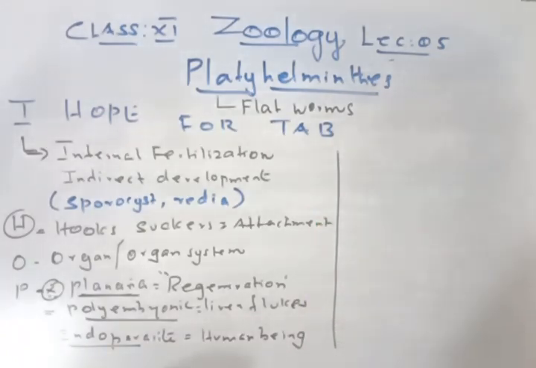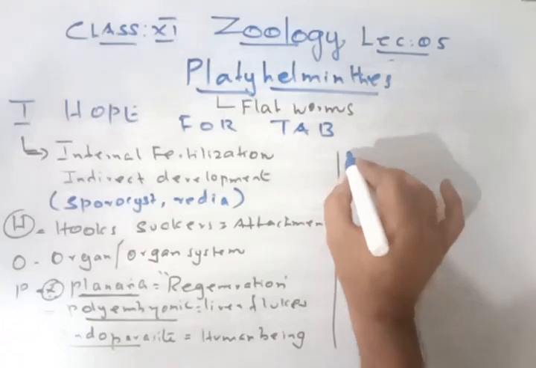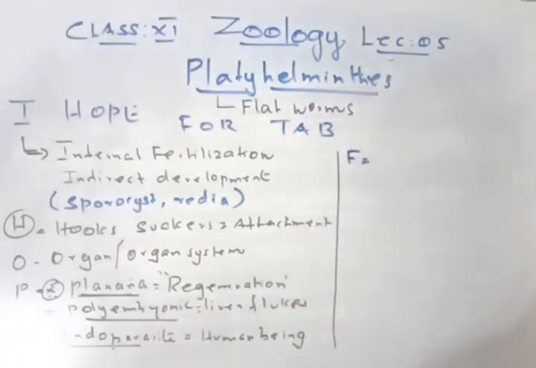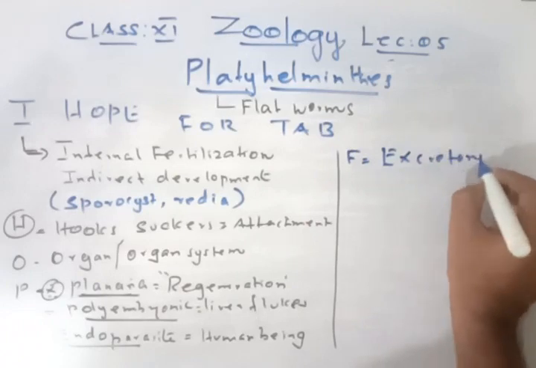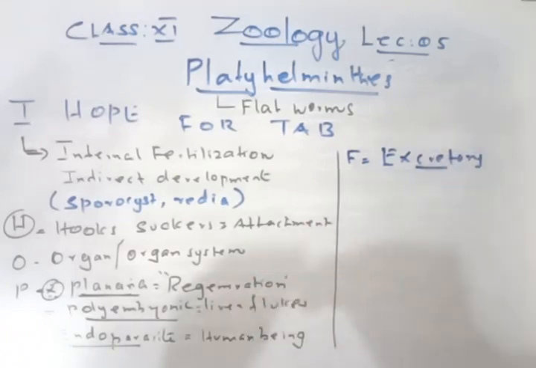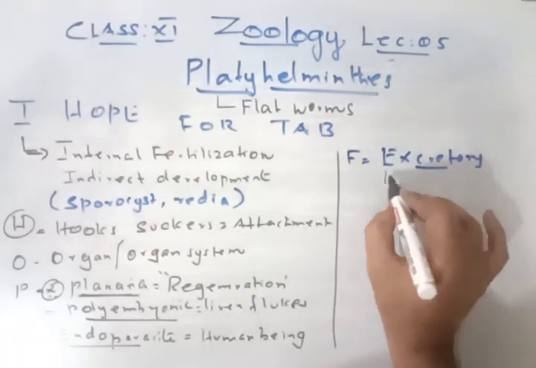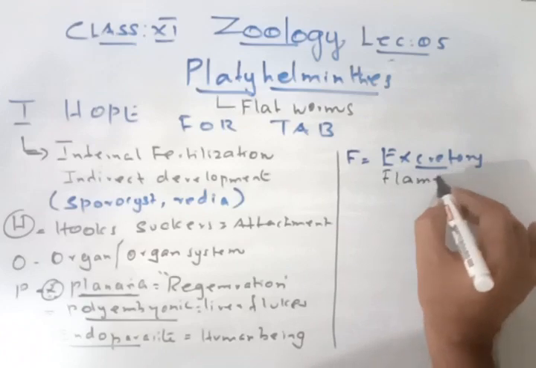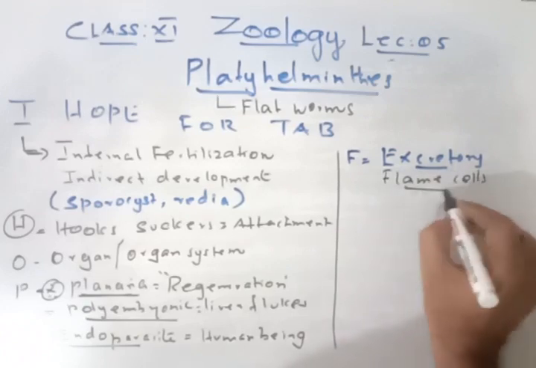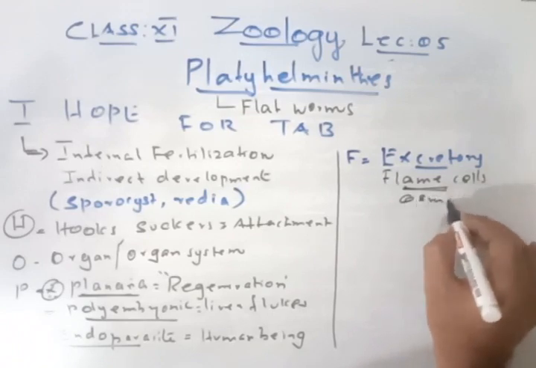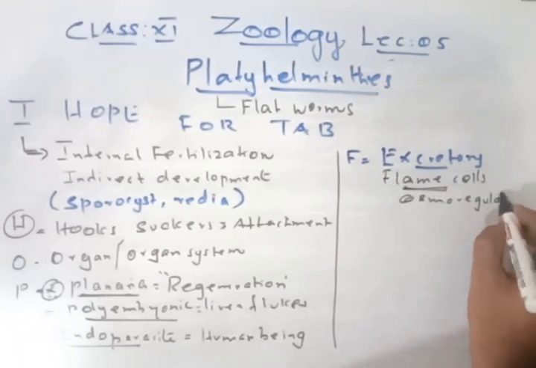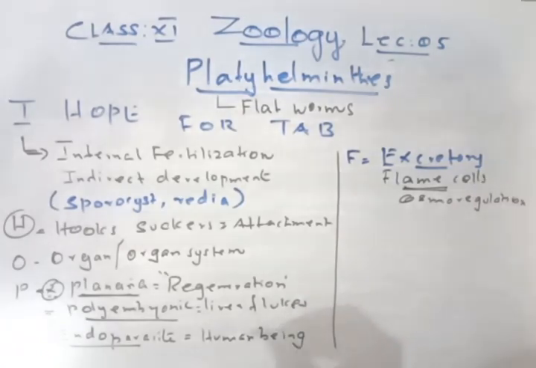Next one is F. When you talk about this F, very important here, this F stands for excretory organ. The excretory organ of the platyhelminthes will have flame cells. Flame cells are the excretory organ for osmoregulation. Osmoregulation means maintaining water balance. So this maintains the water balance.